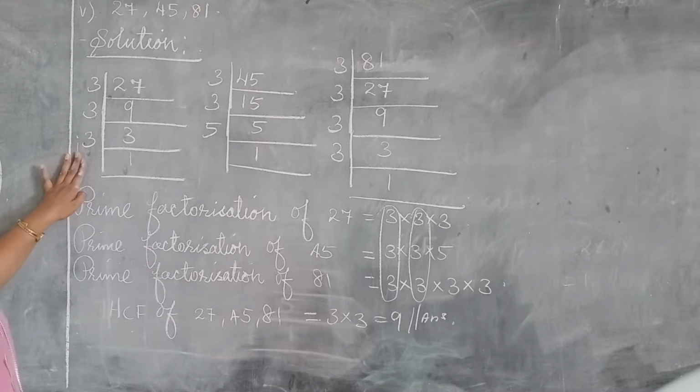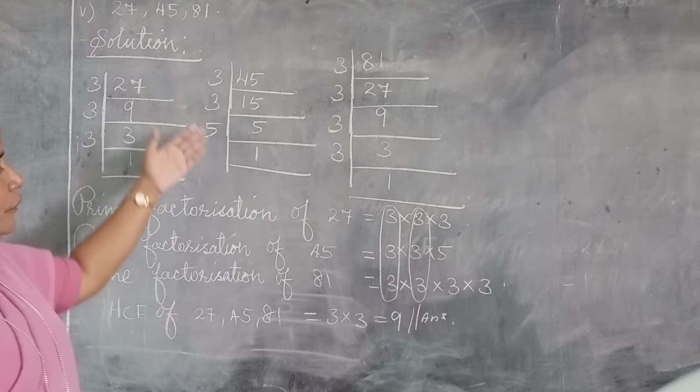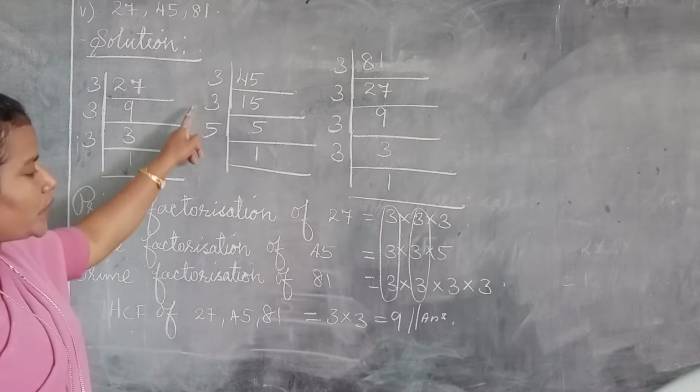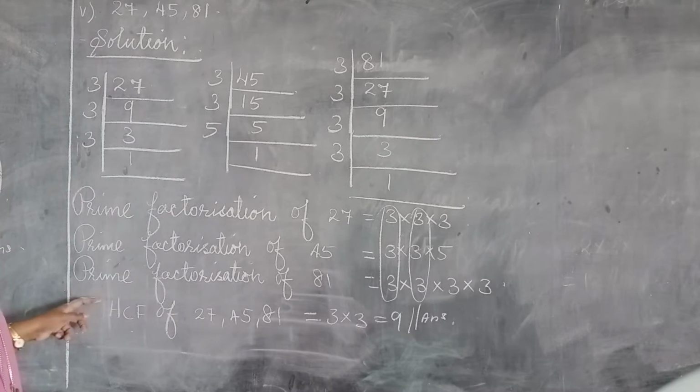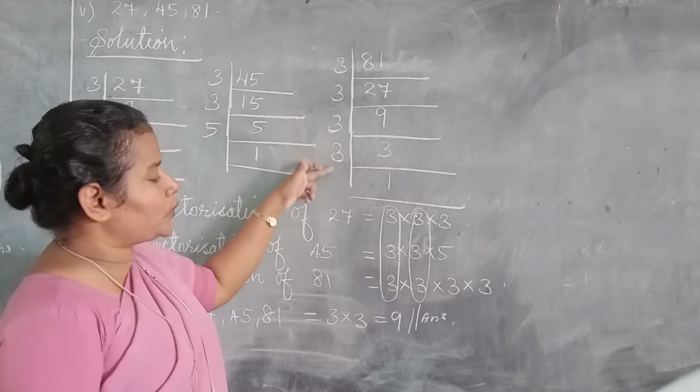Here 3 numbers are there. 3 into 3 into 3. Now next, prime factorization of 45 is equal to 3 into 3 into 5. Now next, prime factorization of 81 is equal to 3 into 3 into 3 into 3, four 3s.